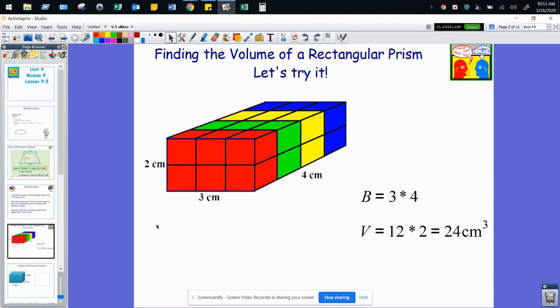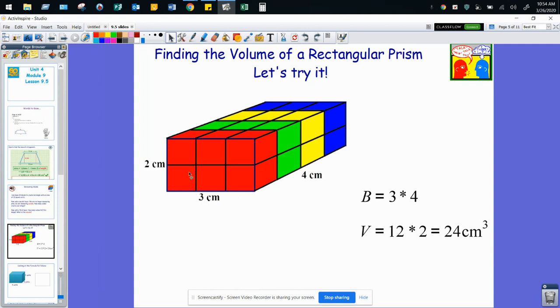Now, most of you have some pretty good experience and background with doing volume. When we're thinking about volume, we're thinking about actually filling up a 3D space. It's not trying to wrap it like with a package. This one, we're really filling it with how much will go into it. And we measure those in cubes: cubic centimeters, cubic feet, cubic yards.